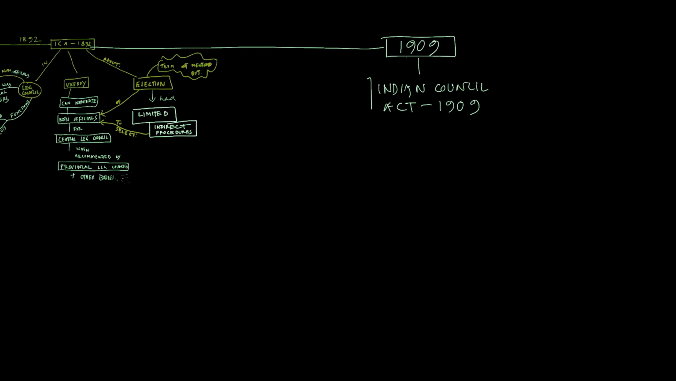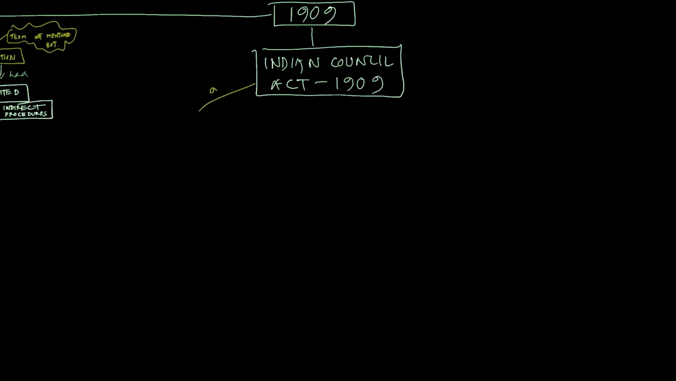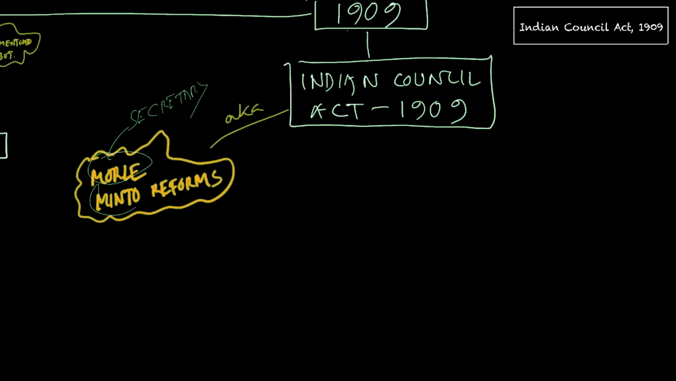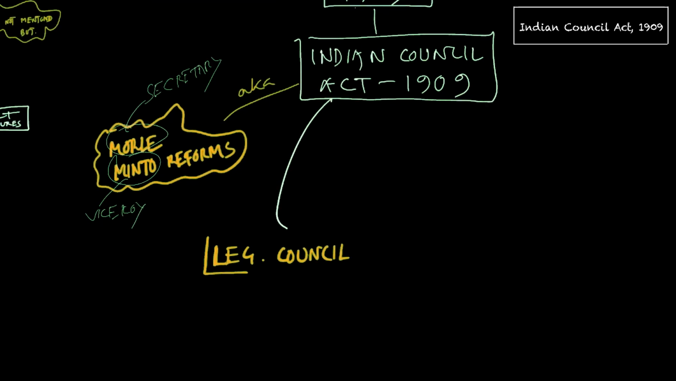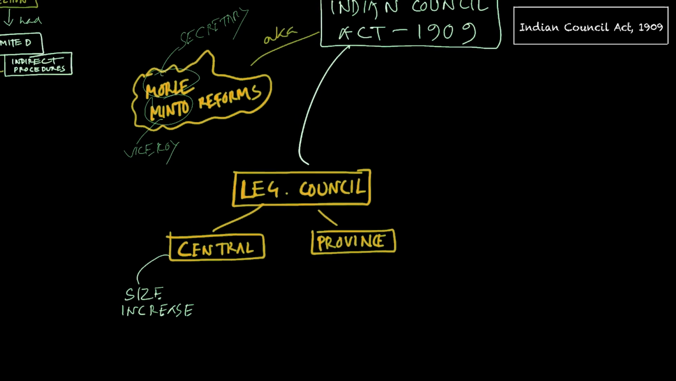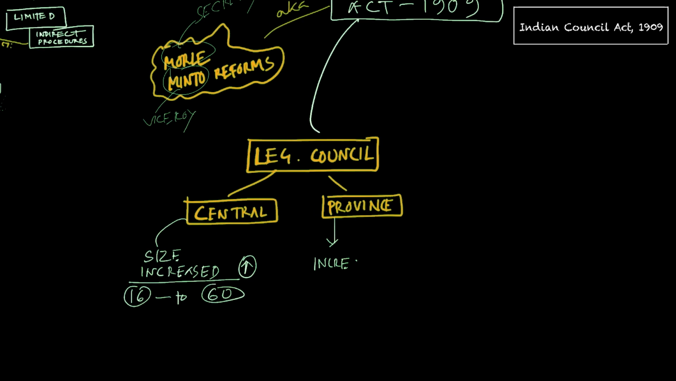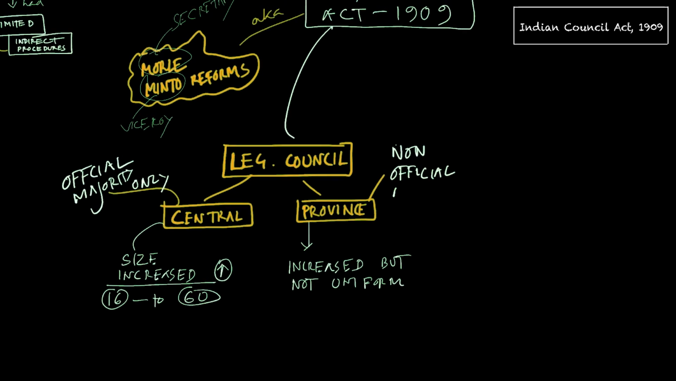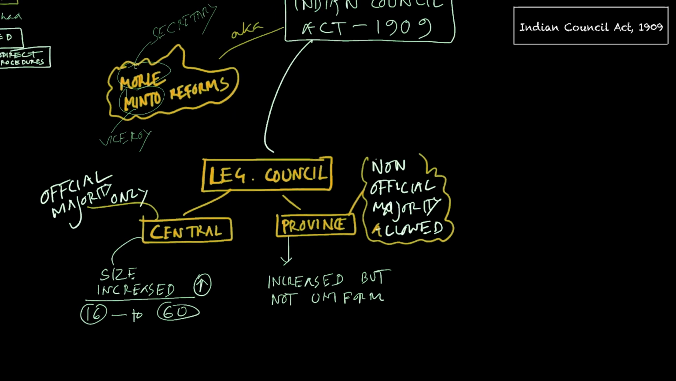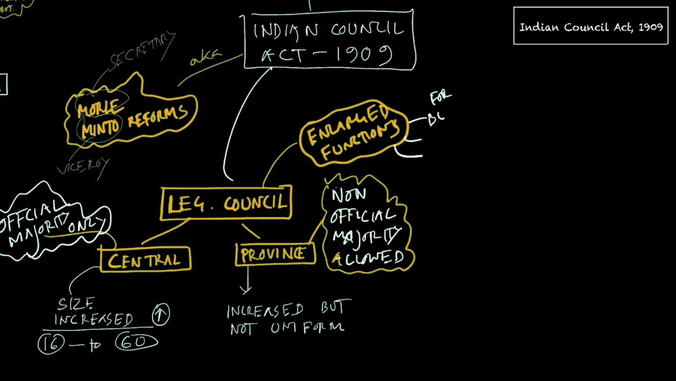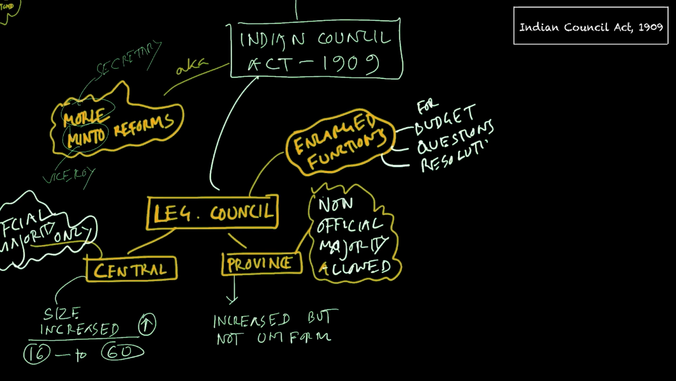The next in line we have the Indian Councils Act of 1909. This act is also popularly known as the Morley-Minto Reforms, as Lord Morley was then the Secretary of State for India and Lord Minto was the then Viceroy of India. The act considerably increased the size of the Legislative Councils both in the central and provincial. The members of the Central Legislative Council were raised from 16 to 60 and the number of members in the Provincial Legislative Councils was not uniform. It retained the official majority in the Central Legislative Council but also allowed the Provincial Legislative Councils to have a non-official majority. It enlarged the deliberative functions of the Legislative Councils at both levels.